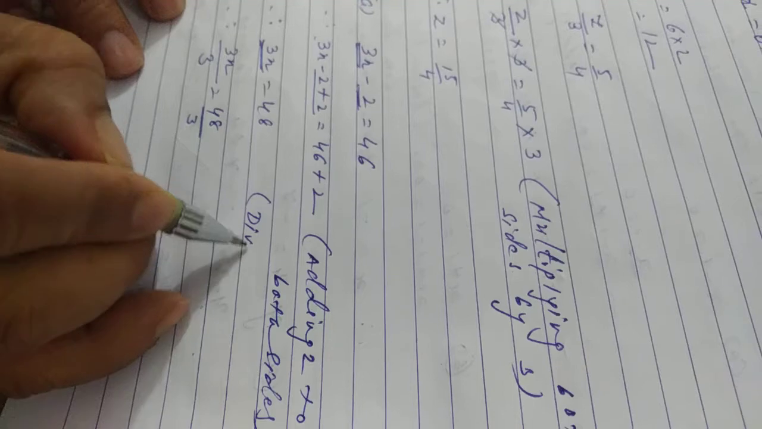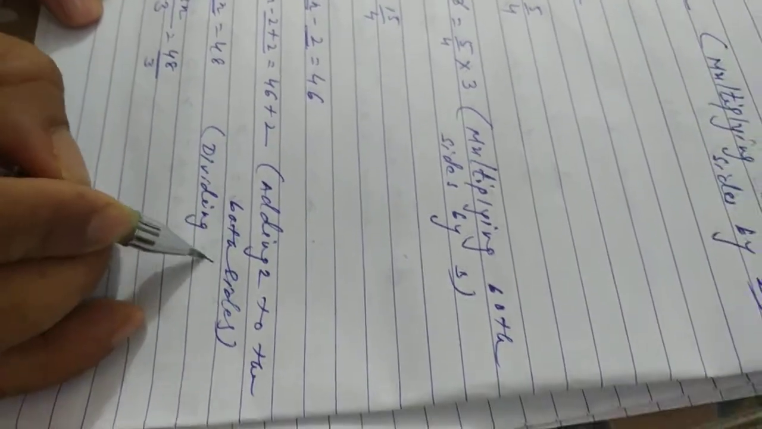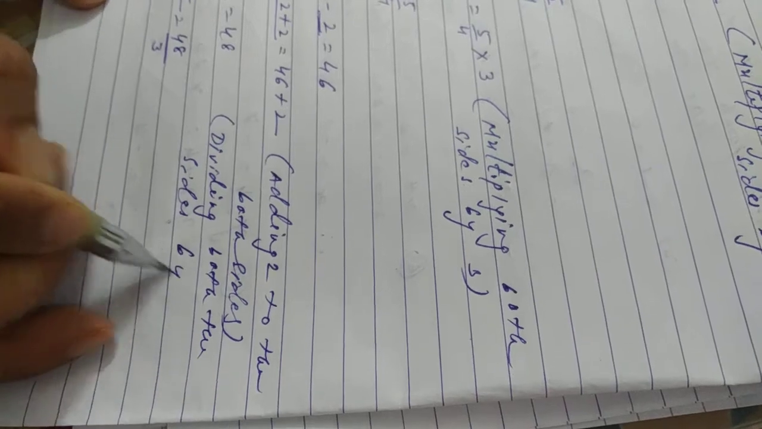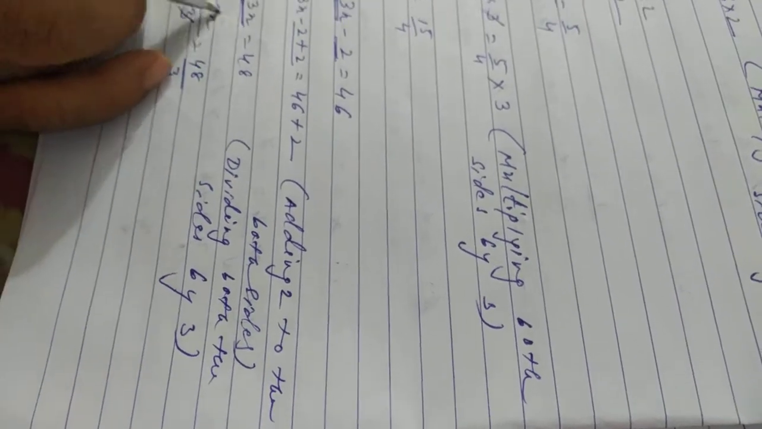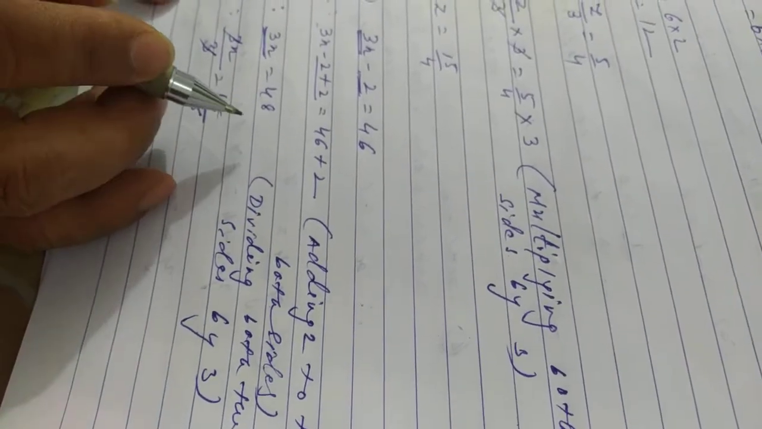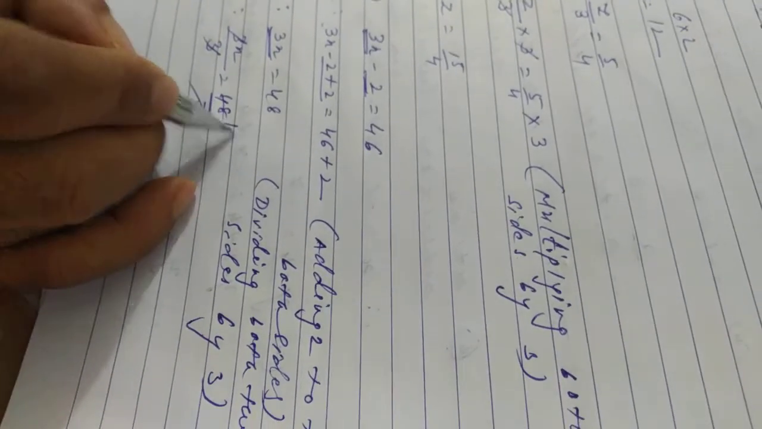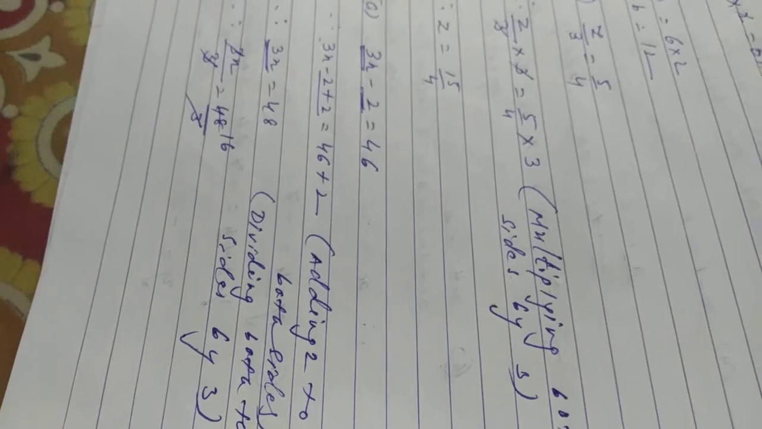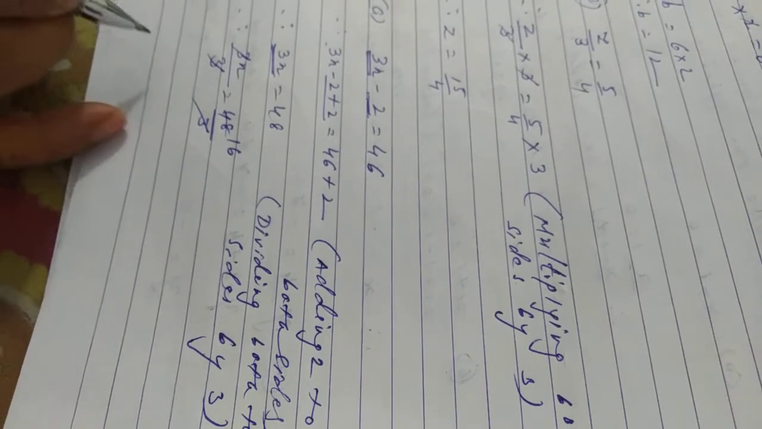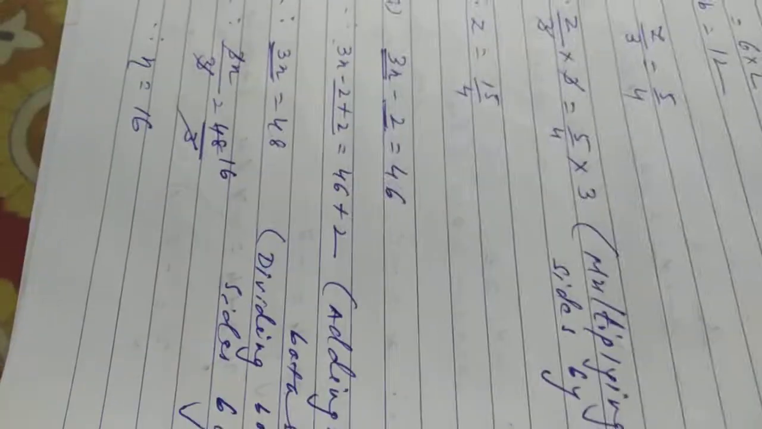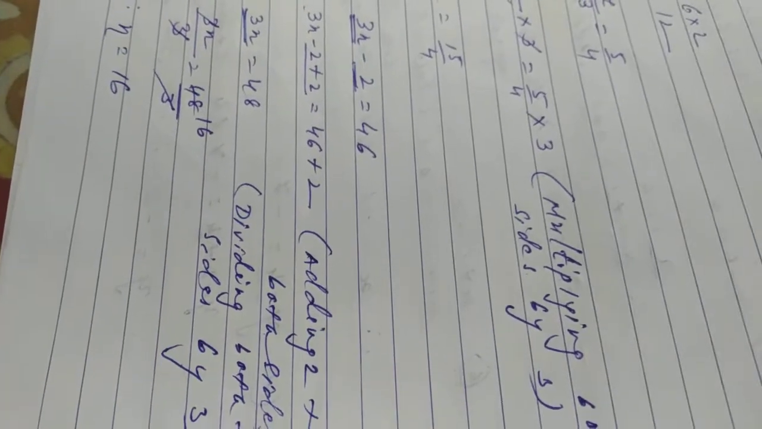So dividing both the sides by 3. 3 how many is 48? 3 16s are 48: 16 ones are 16, 16 twos are 32, and 16 threes are 48. So therefore n is equal to 16 is the solution of the given equation.